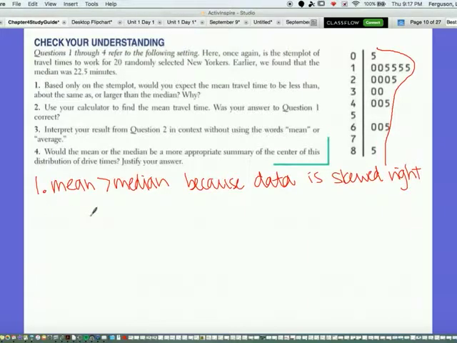For number 2, use your calculator to find the mean travel time. Was your answer to question 1 correct?